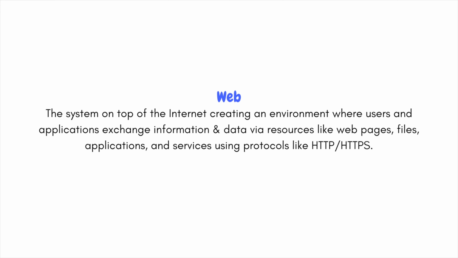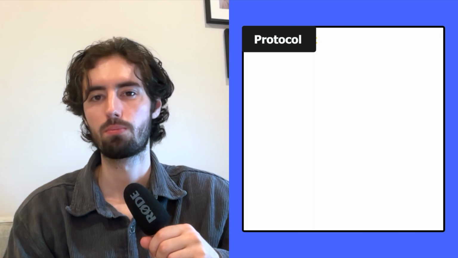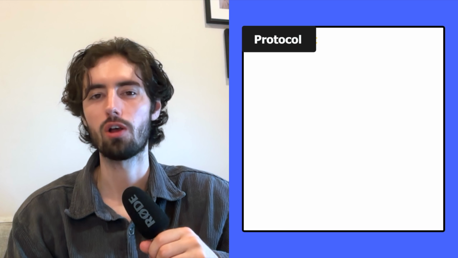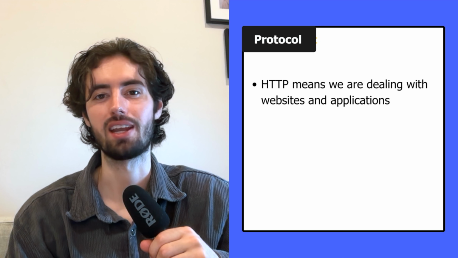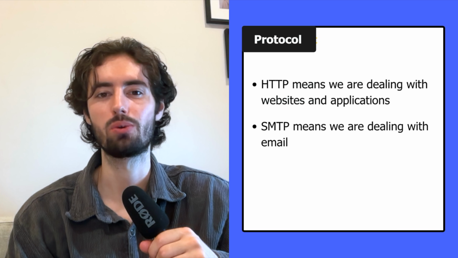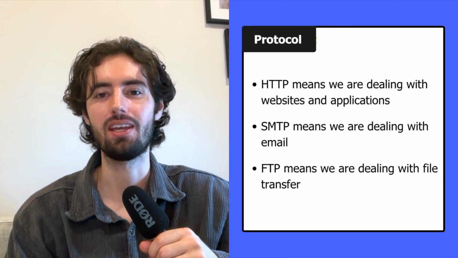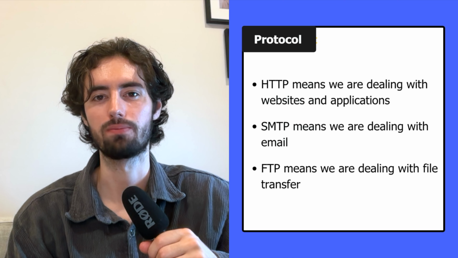Next, we have the web, which is the system on top of the internet, creating an environment where users, you can think humans, and applications, you can think non-humans, exchange information and data via resources like web pages, files, applications, and services using protocols like HTTP and HTTPS. Protocols, the rules I mentioned earlier, also help with how data is interpreted. HTTP means we are dealing with websites and applications. SMTP means we're dealing with email. FTP means we're dealing with file transfer.